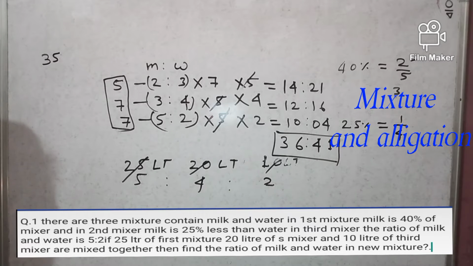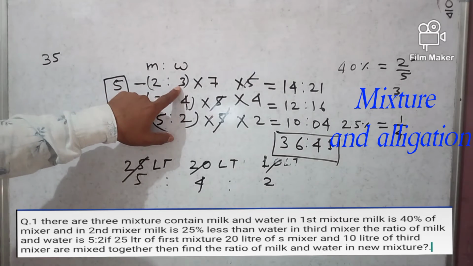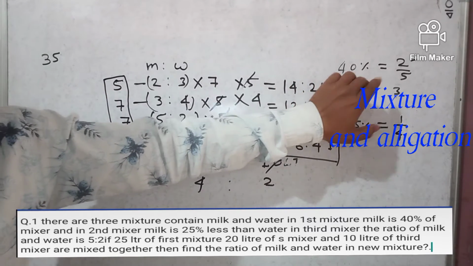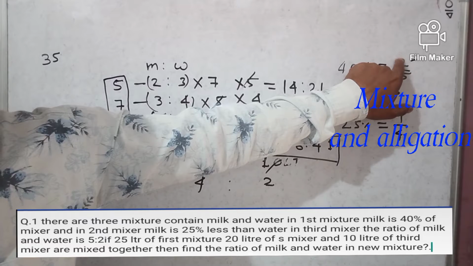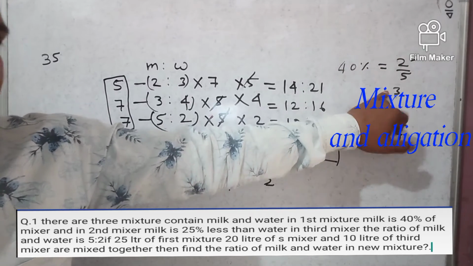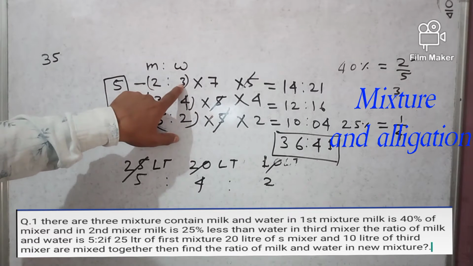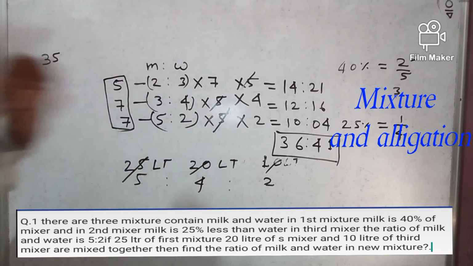Now see here once again, friends. In the first container the milk and water ratio is 2:3. 40% milk means milk is only 2 out of 5, so 3 will be water. So in the first container milk is 2 and water is 3, right?